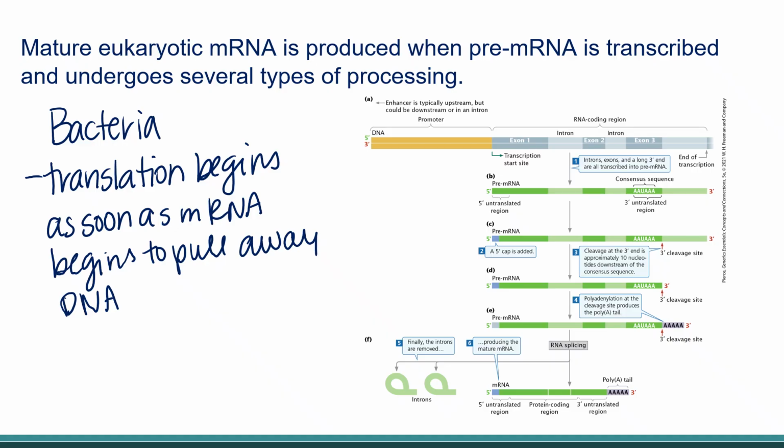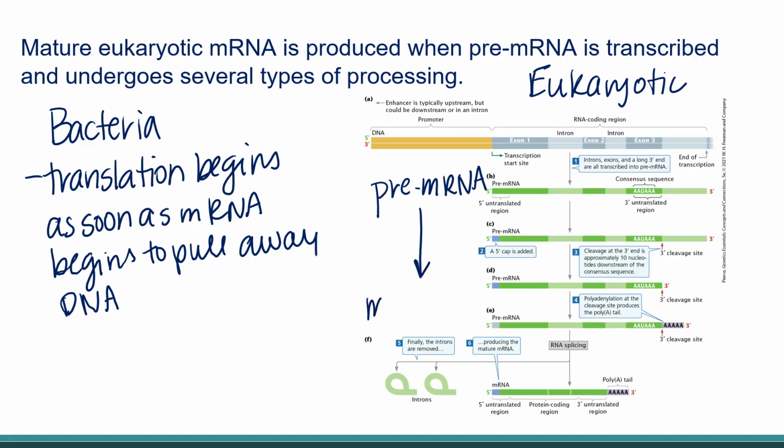In a eukaryotic cell, which is what we're going to continue with, there's a few modifications that need to be made before that messenger RNA can go to the ribosome. And so our next video is going to focus on how this messenger RNA that we have made, which is actually a pre-mRNA, is processed into a mature mRNA that is ready to go to the ribosome.